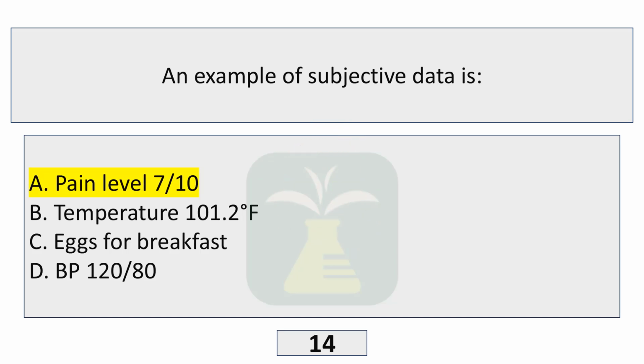Correct answer, A. Pain level 7 out of 10. Subjective data is reported by the patient and not measurable.